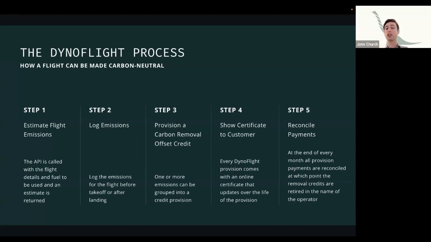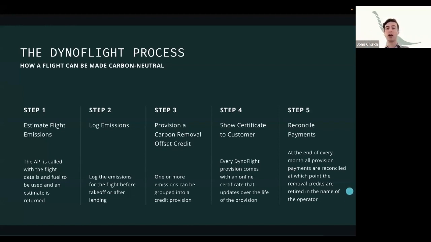Step three, provisioning a carbon removal offset credit. So optionally, once you've logged the emission, you can provision credits for some portion or all or more of the carbon emitted by that flight. When you do that provisioning, takes us to step four, you get a certificate link back that you can show to your customer. You don't need to if you're not doing this for a customer, obviously, but you can show it to your customer, and that will show the customer information about the provisioning step, where the credit is, and so on.